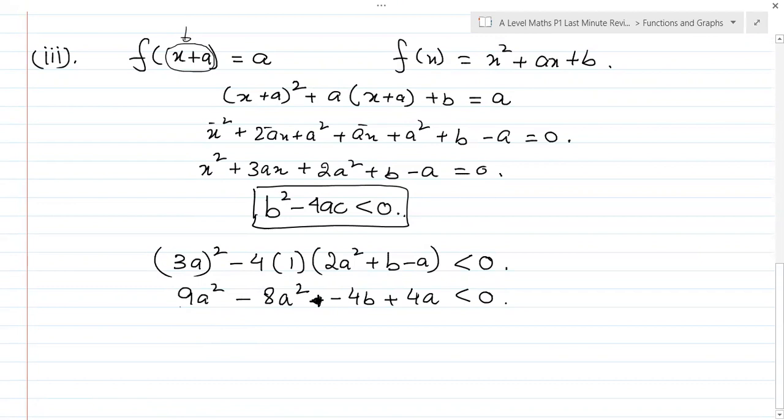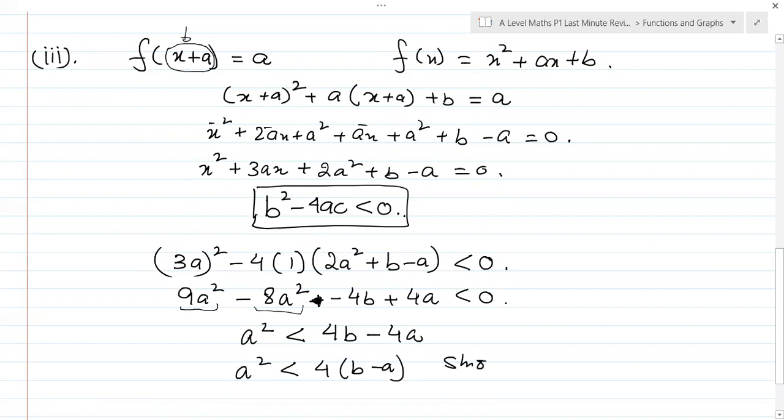So that's 9a squared minus 8a squared, so that gives us a squared. Take these two on the other side: minus 4b on the other side, so we get positive 4b, plus 4a on the other side, so we get minus 4a. And we get a squared is less than 4 times (b minus a), and that is shown.